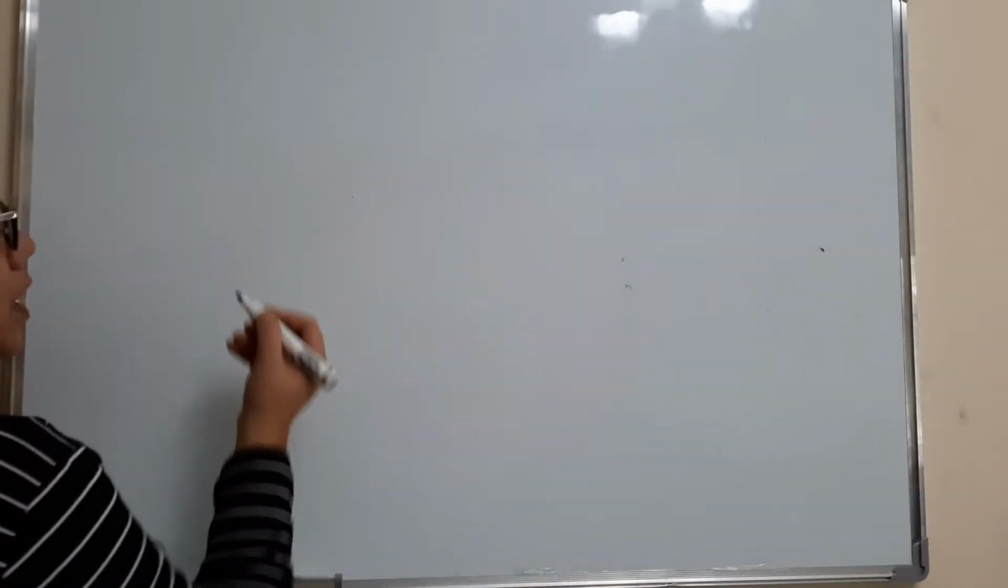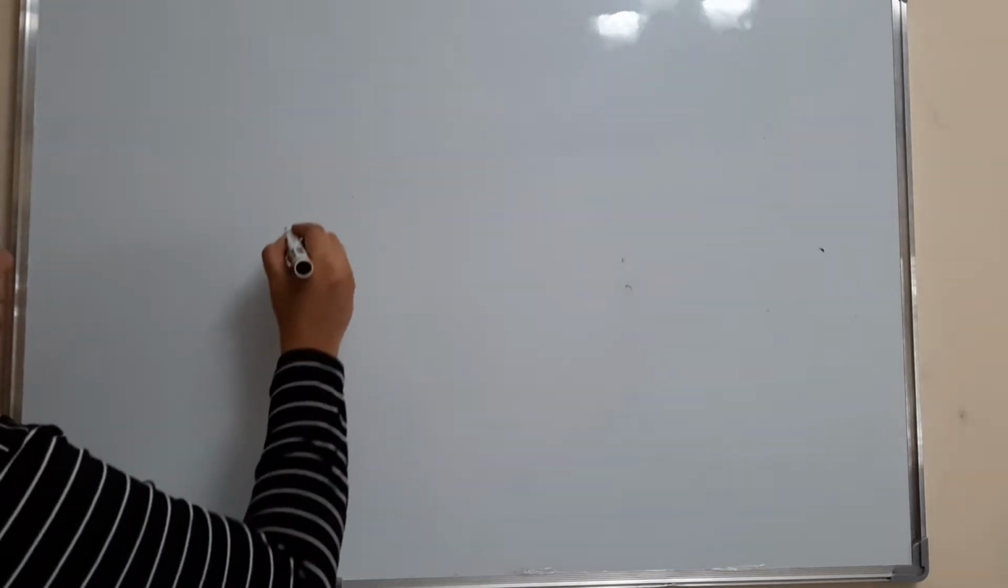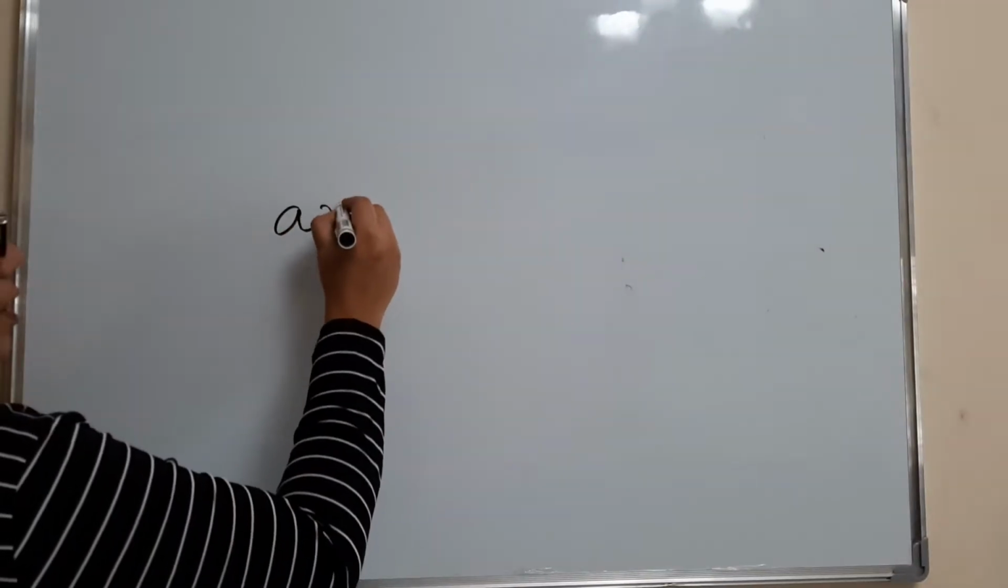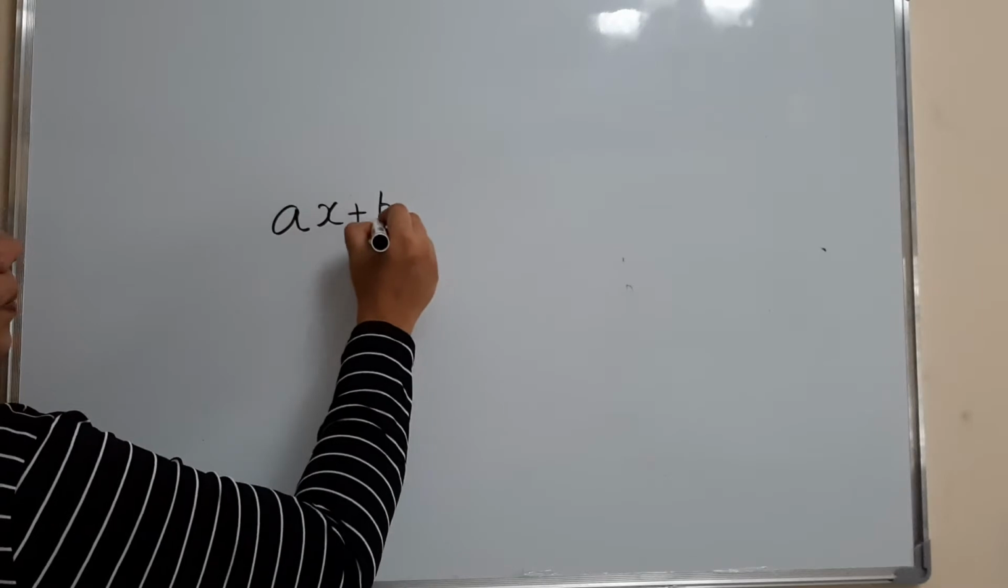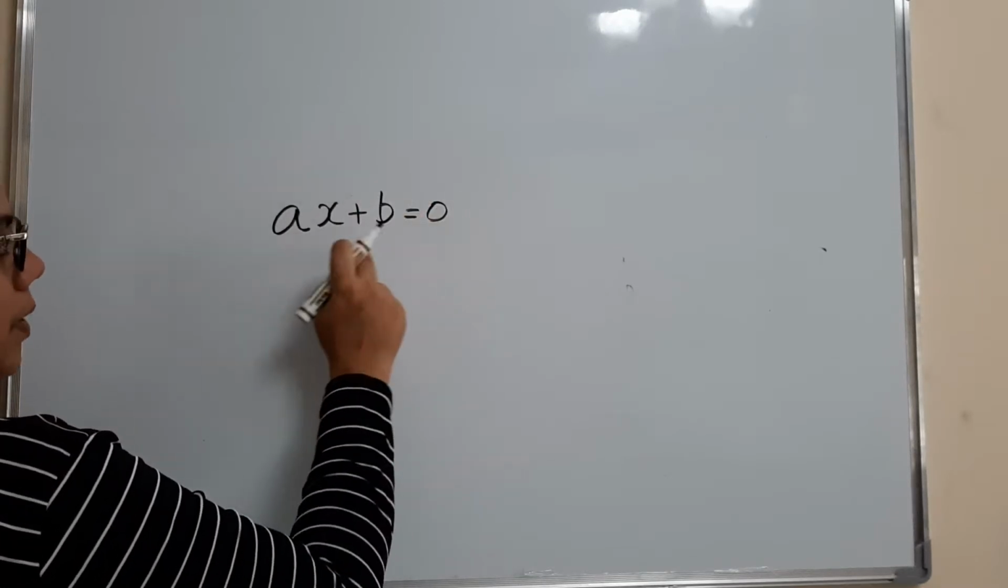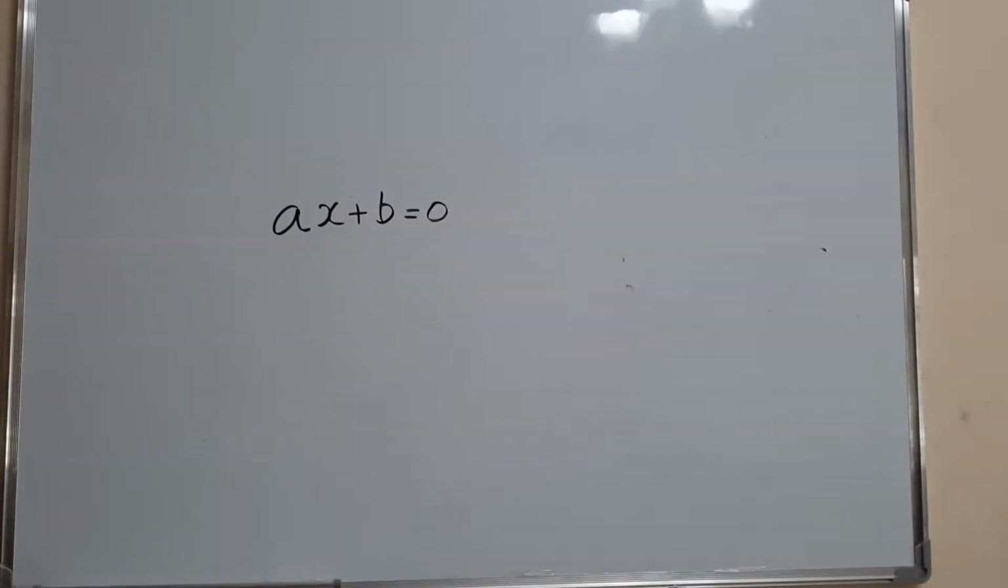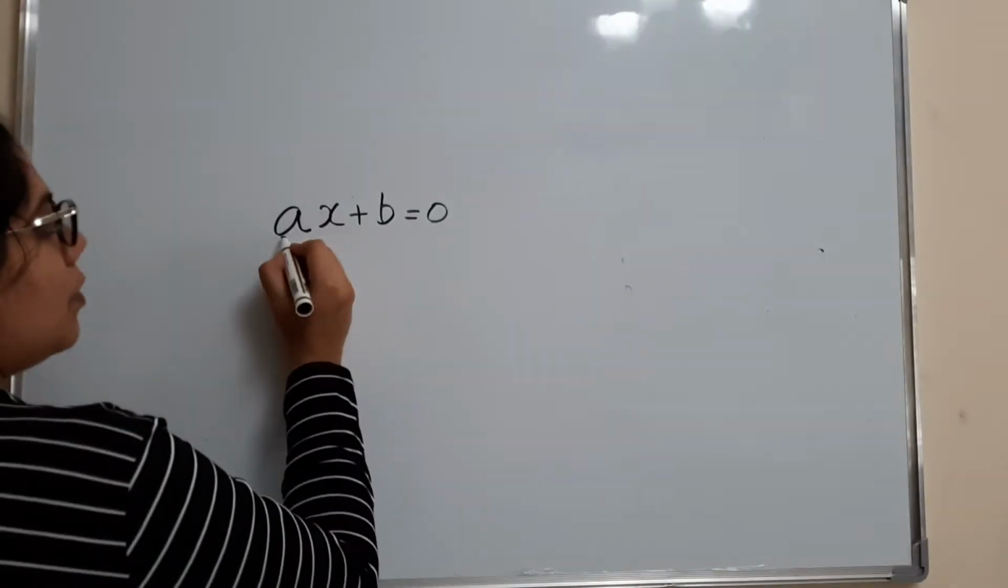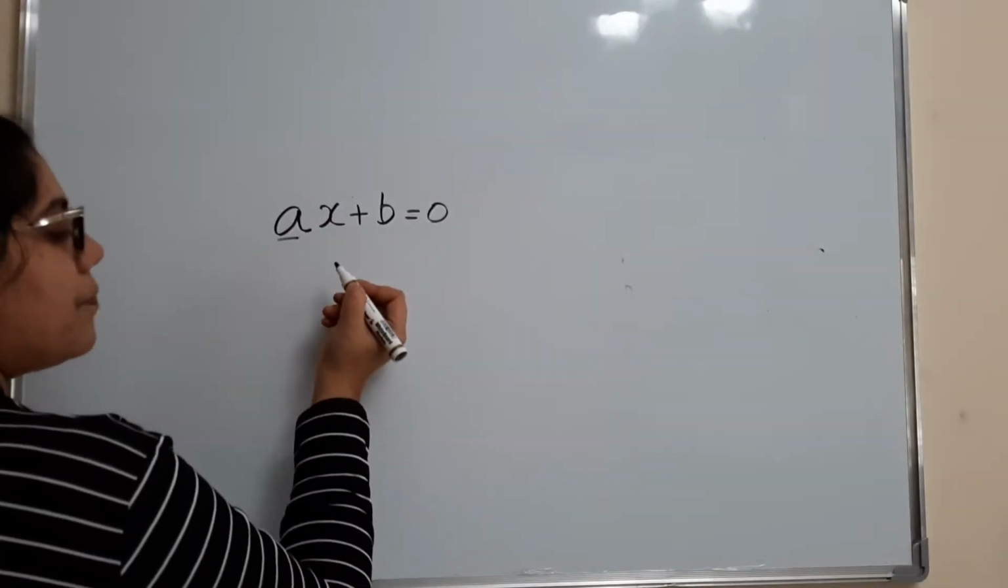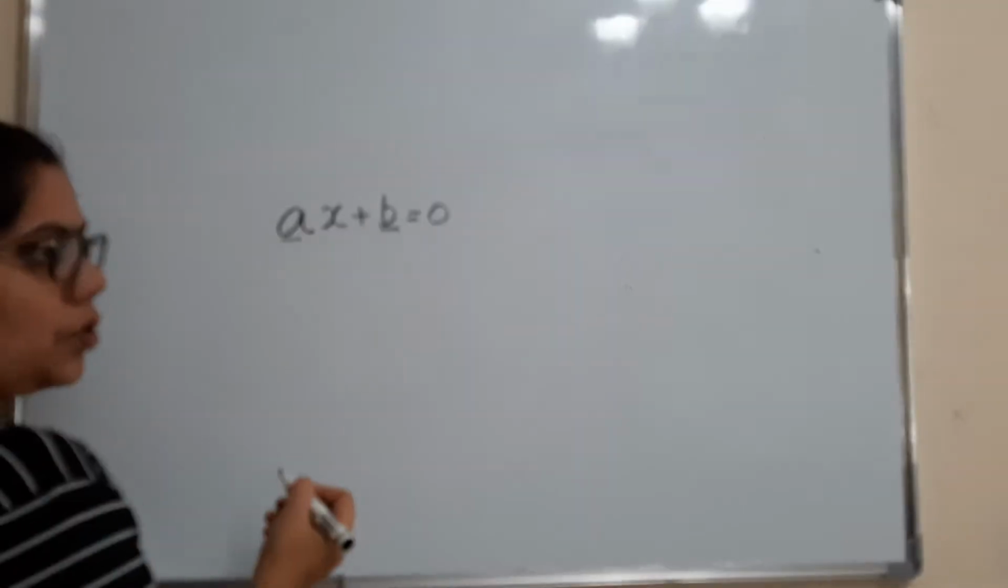Here we can see today how to do linear equations. Algebraic equations, or linear equations, means the equations in one variable are called linear equations. It will be in the form of ax plus b equal to 0. That is the linear equation, right? So a is the coefficient of x and b is a constant.